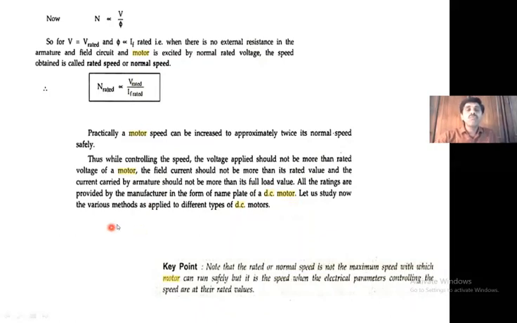So let us study how various methods are applied for different types of DC motors. The key point here is that rated or normal speed is not the maximum speed with which the motor can run safely, but it is the speed when the electrical parameters controlling the speed are at their rated values.